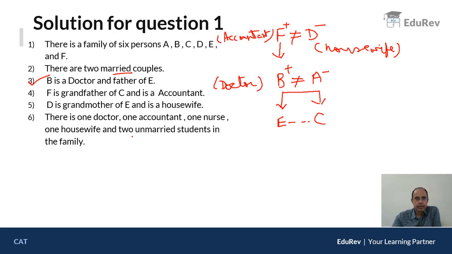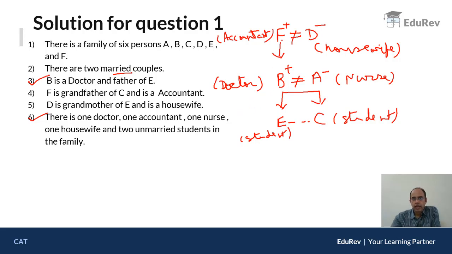And the question says there are two unmarried students. That means E has to be a student and C has to be a student. Fine. And statement 6 also says there is one doctor, which is B. There is one accountant, which is F. There is one nurse. Therefore, A has to be the nurse. A is the nurse, one housewife, and two unmarried students. So, hence, our complete family tree is made.